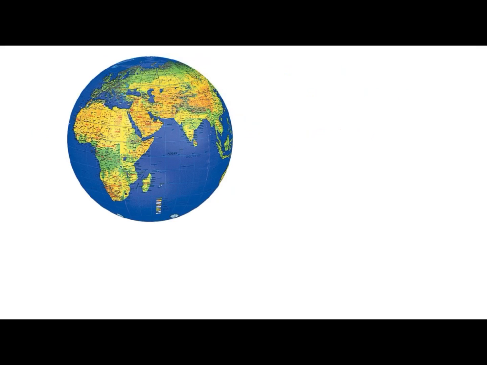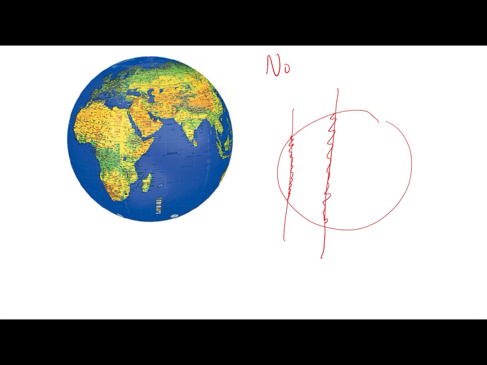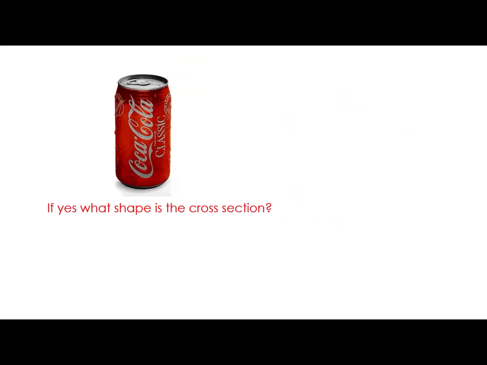What about this? Is it a prism? Yes or no? If so, what's the shape of the cross section? Okay, no, not a prism, because if you cut here, you would see a circle as you look square on. If you cut here, it would also be a circle, but a bigger circle, not exactly the same. So this is a sphere, not a ball, it's a sphere, please remember that name, and not a prism.